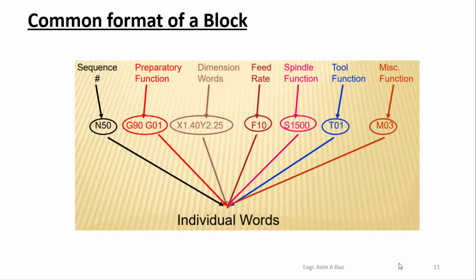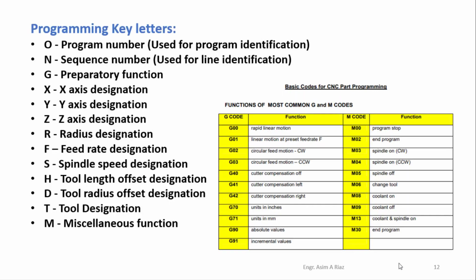F shows the feed rate or feed function. S shows the spindle function. T shows the tool function. M basically shows the miscellaneous function. So it is called G and M codes, but it is not limited to only the G character or M character. It also includes N, X, F, S, etc.